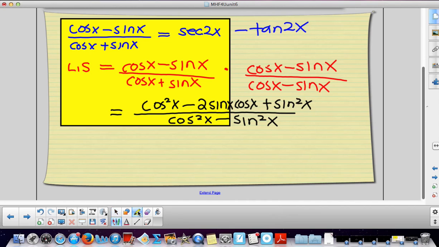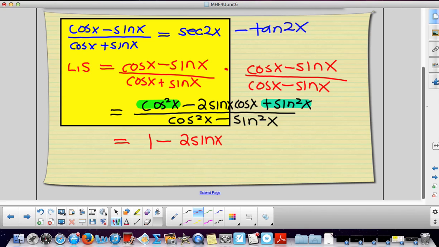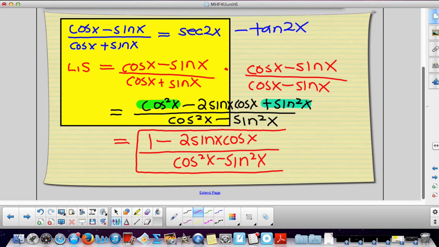But we know the first thing you learned in your MCR course is cos squared x plus sine squared x is equal to 1. So the most simplified form of my left-hand side is 1 minus 2 sine x cos x all over cos squared x minus sine squared x. Put a box around this because we're going to try to manipulate my double angle formulas in my right-hand side to get something close to this. So this is the simplified version of my left-hand side.